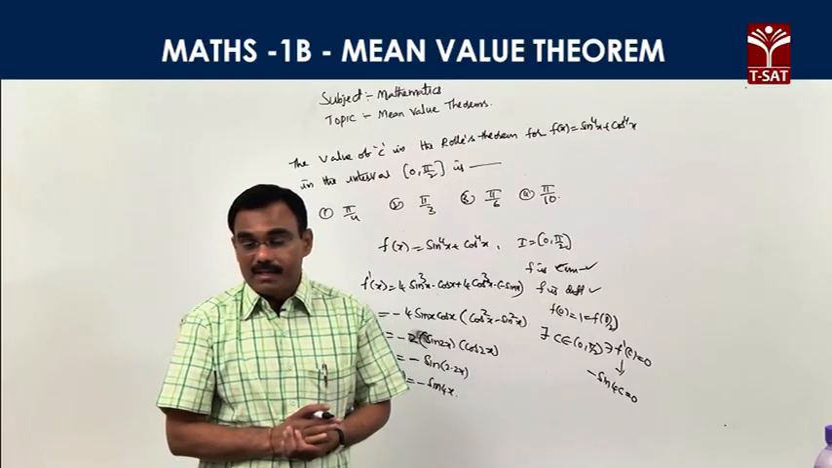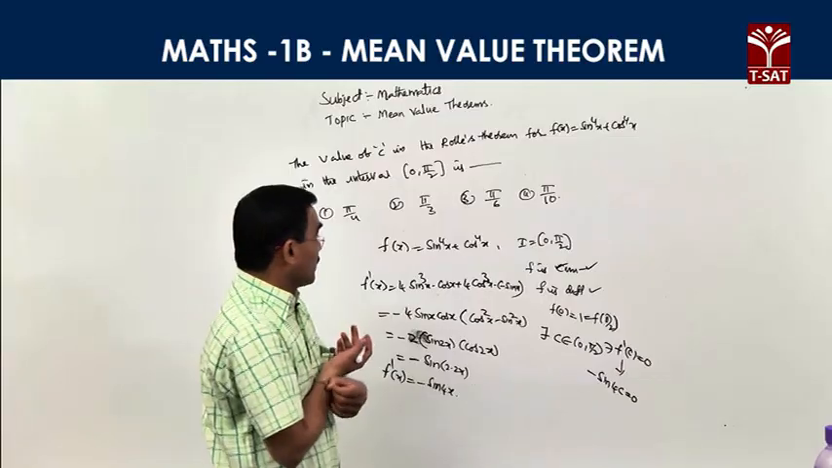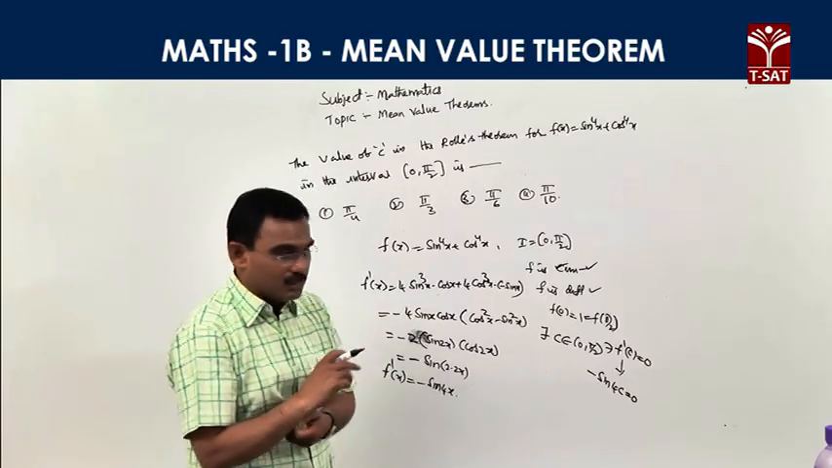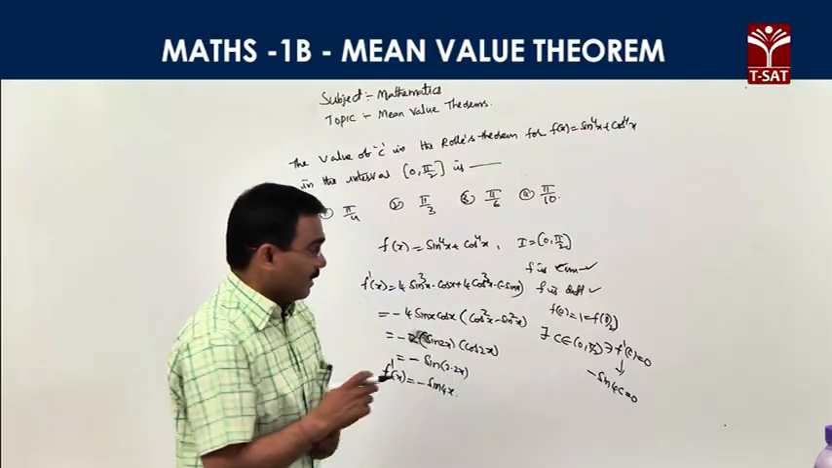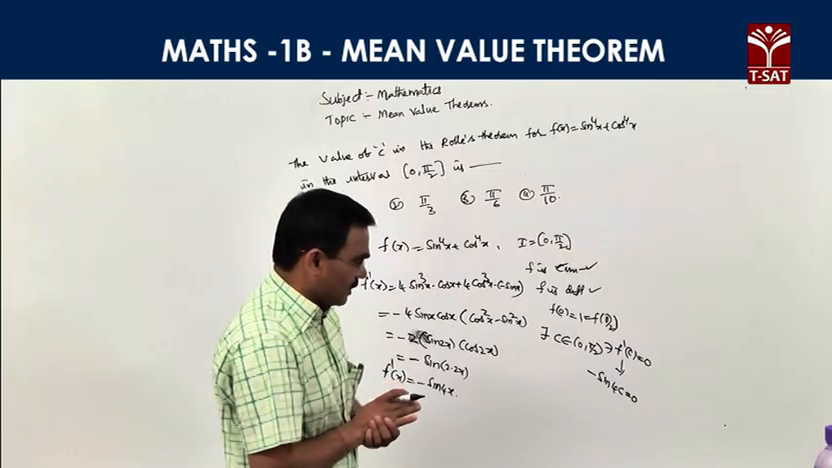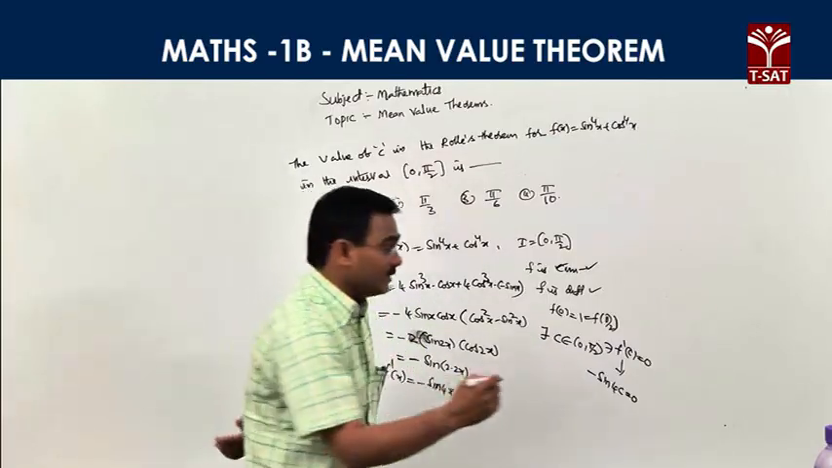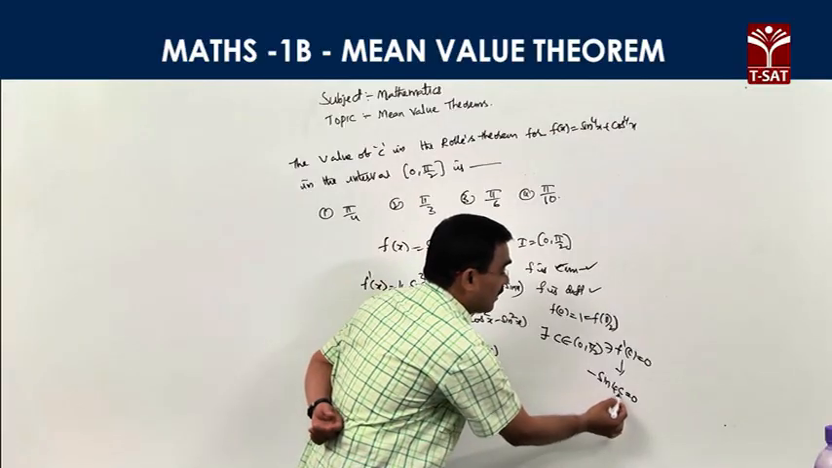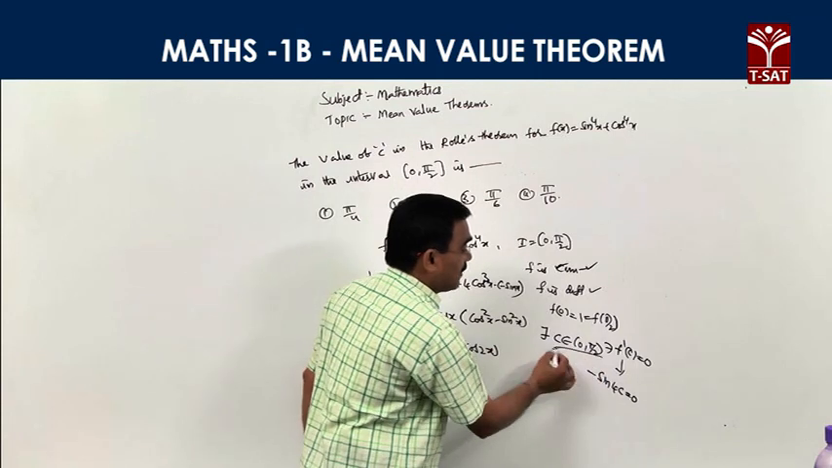Minus sin 4c is equal to 0 here. Whatever the c value is here, minus sin 4c is equal to 0. What about our interval? c belongs to the open interval 0 comma pi by 2.